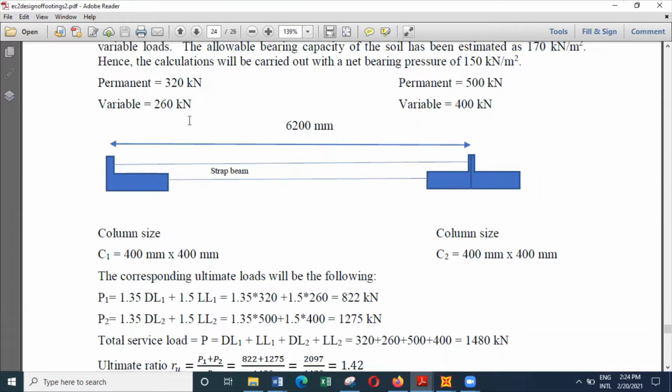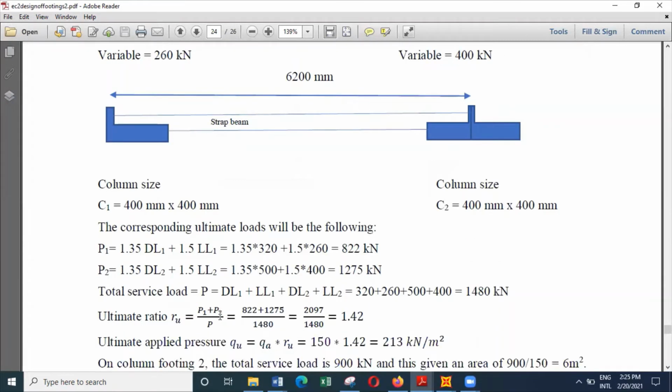And we can also find the service conditions, and the loads that are transferred under service conditions will be the addition of all these loads. So which comes to 320 plus 260 plus 500 plus 400, 1480 kilonewtons. And that is the total service load. And these two are the ultimate. So if you want, you can find the ratio. Ultimate ratio RU is equal to the addition of these two divided by the addition of all the dead and live loads, 1480, and you will get an answer of 1.42.